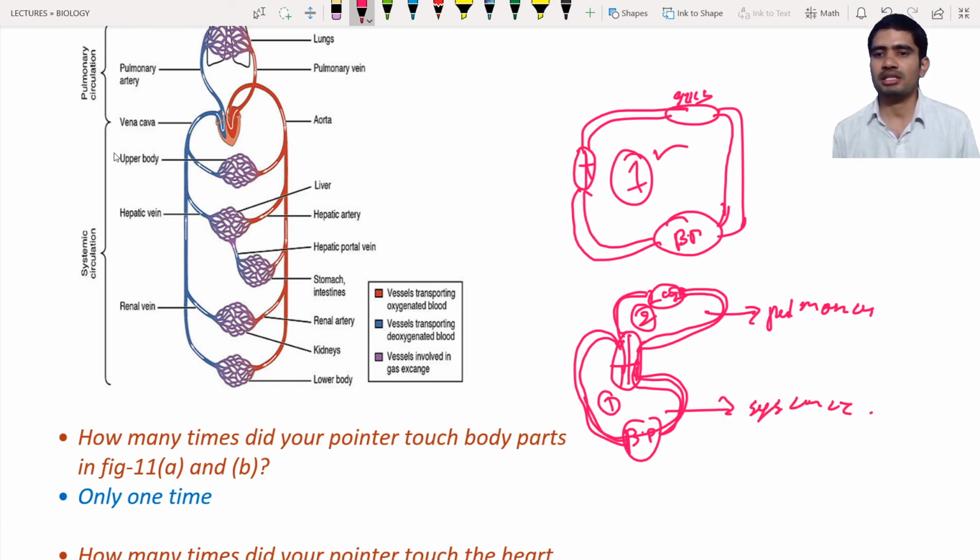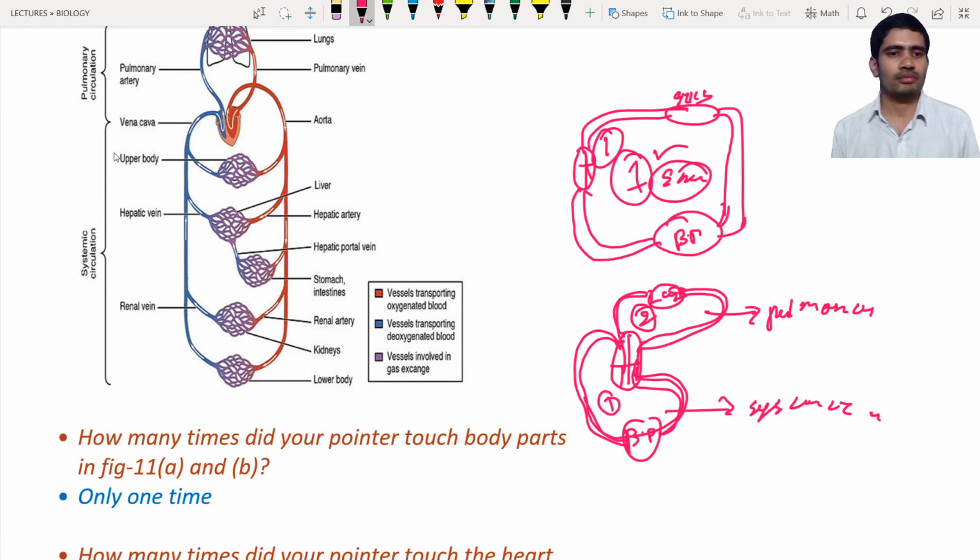In systemic circulation, the heart receives the blood twice. Here in fishes the heart is receiving the blood only once, hence it is known as single circulation. In human beings you can see two circulations, hence we can call it a double circulation.